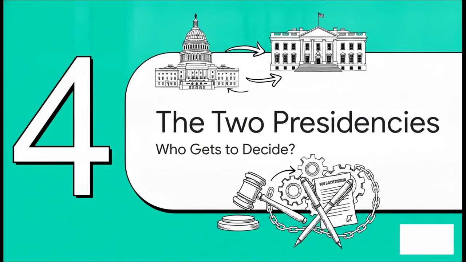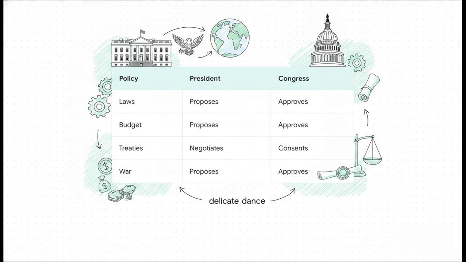Which naturally leads us to ask, who actually gets to make these massive calls? Let's explore a concept called the two presidencies. While the president is usually the face you see on TV making these decisions, the Constitution demands a really delicate dance of shared power. The president might propose the foreign budget or negotiate a massive treaty, sure, but it is Congress that holds the purse strings and grants final approval. On broad issues, nobody gets to act entirely alone.